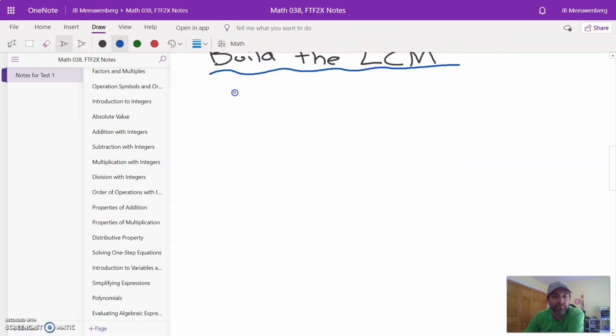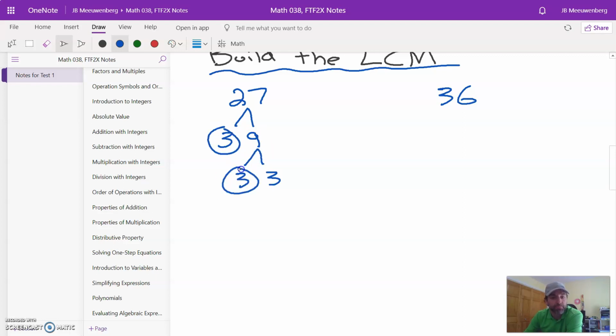So we're going to do the same problem. I'm going to do 27 and 36. And the first thing I'm going to do is find their prime factorizations. So 27 would be 3 times 9. 3 is prime. And then 9 is 3 times 3. So look at that. 27 is actually 3 times 3 times 3, or we can write it as 3 cubed. And when we're doing this particular method, this exponential notation works a little bit better.